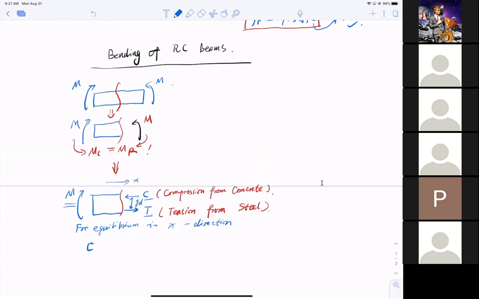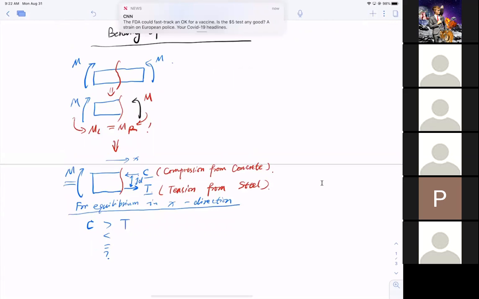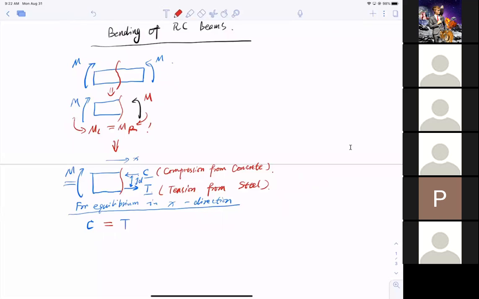So I have compression, tension. My question, what is the relationship? Bigger, smaller, equal? Which one do you pick, sir? Well, since the moment's going up, it's going to be higher in compression. Or actually, they're going to be equal. Yes. Good guess. You got it. Again, $100 RCDesign currency. Congratulations. Thanks a lot. So compression equal to tension.